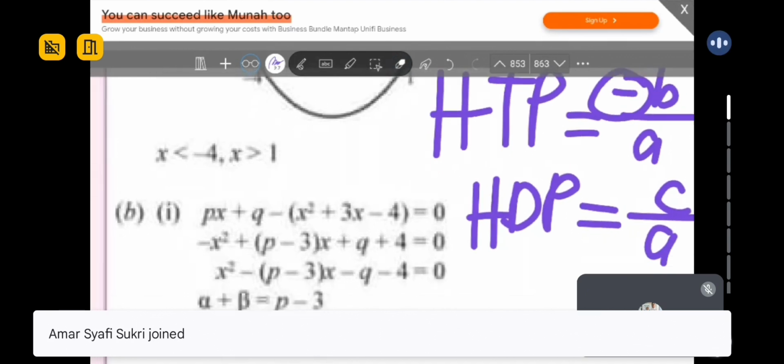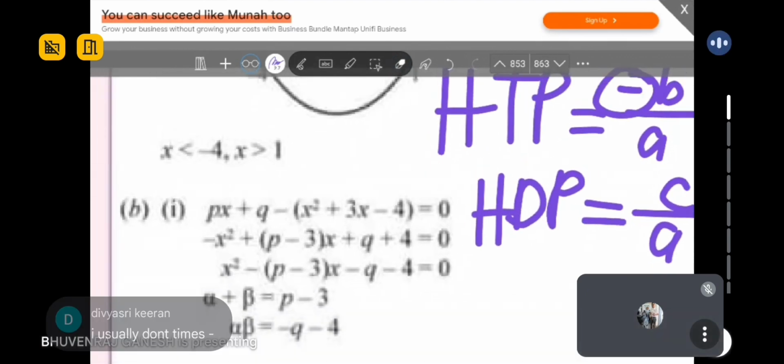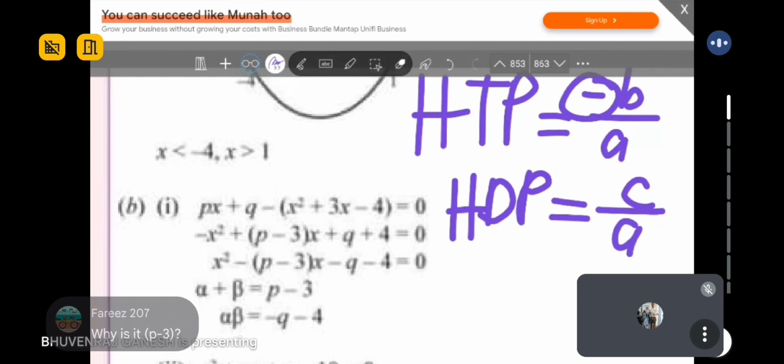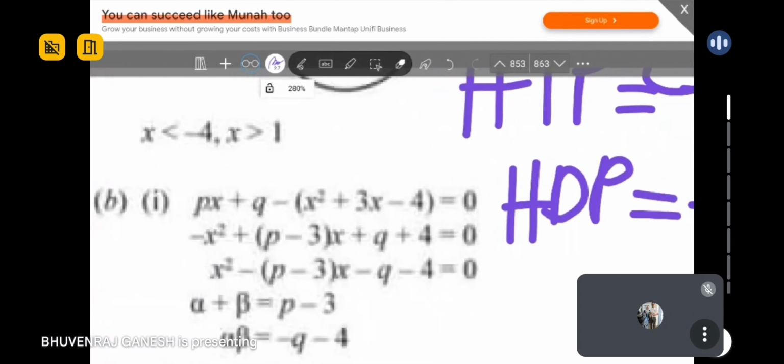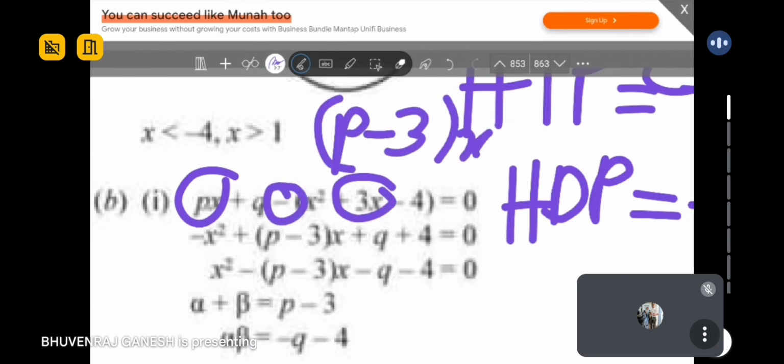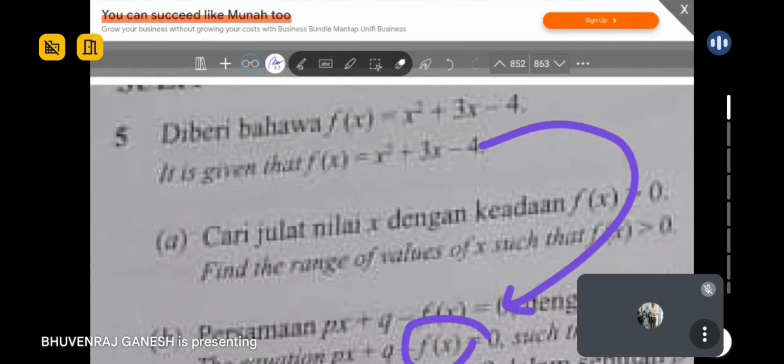Clear guys? Soalan B1, boleh? Are you guys get it? Why is it P minus 3? Expansion. PX tolak 3X. So, kamu boleh faktorkan jadi PX tolak 3X. Macam ni. Boleh faham? So, kamu faktorkan X keluar. So, dapat P minus 3 ke dalam. Okay, very good.